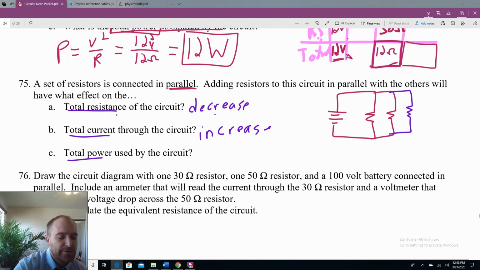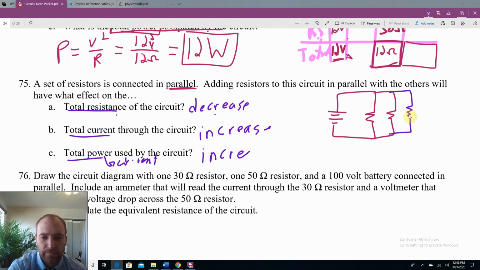Total power. So the least obvious one here. A couple ways you can think about this. The first is total power is most closely related to current. Basically, whatever the current does, the power will do. And the current increases, which means the power will increase. If you don't like that, let's try something a little bit different then.